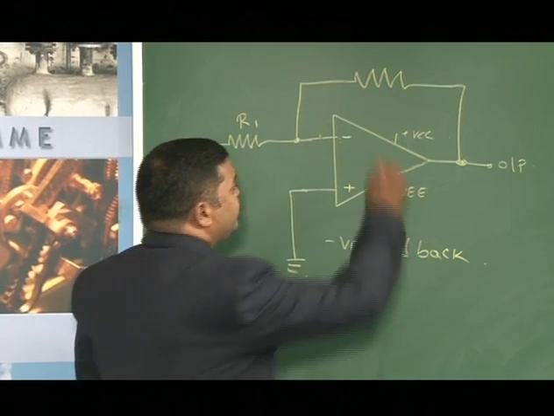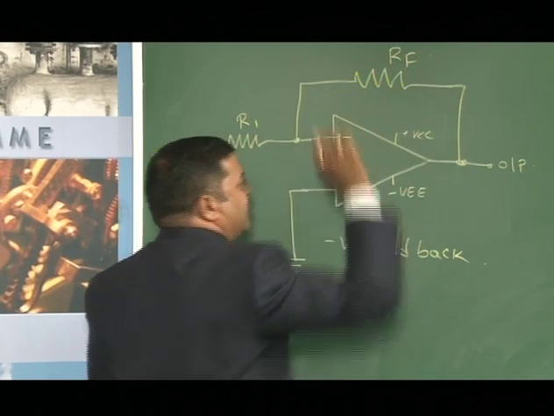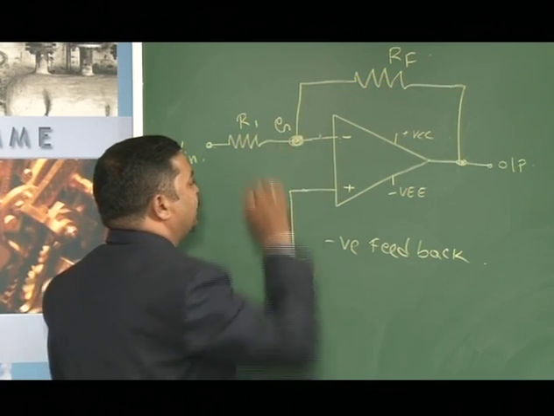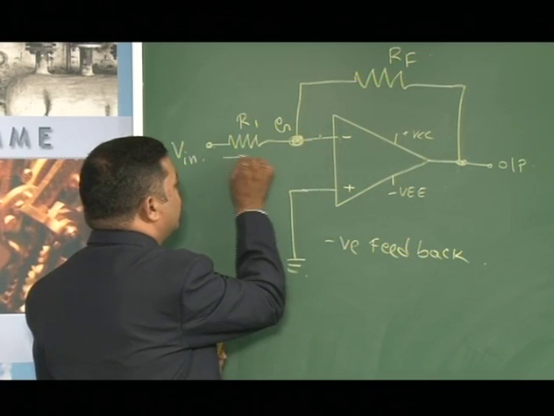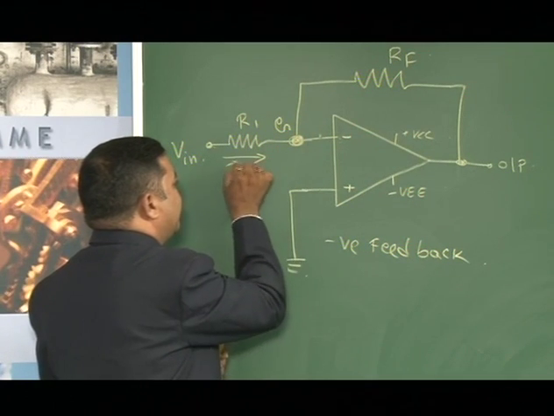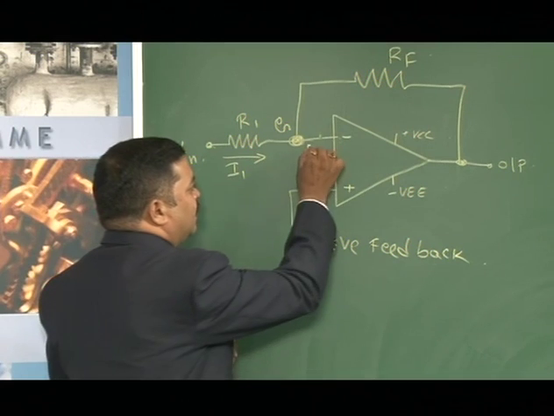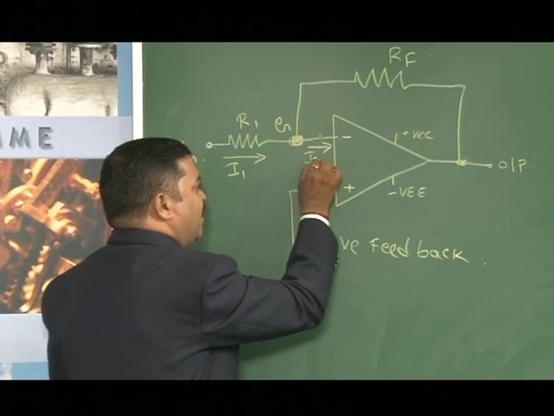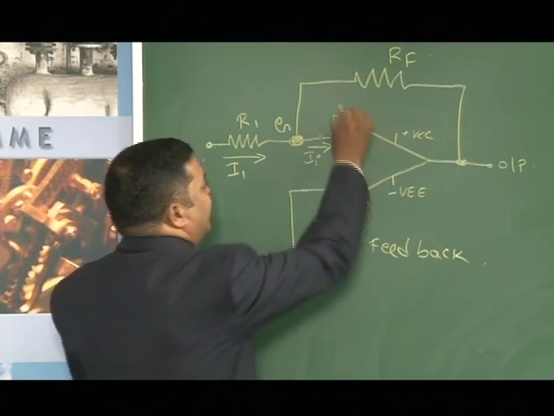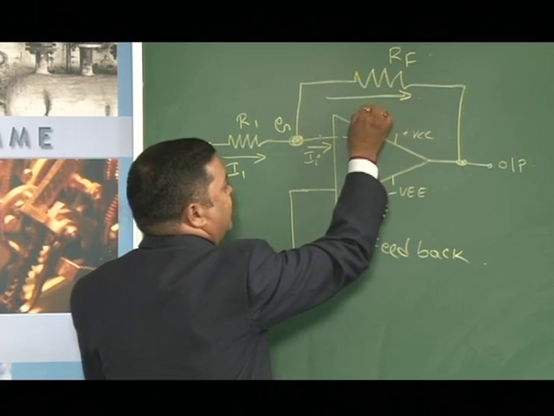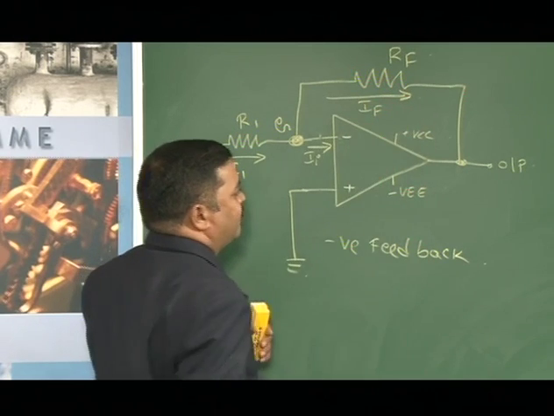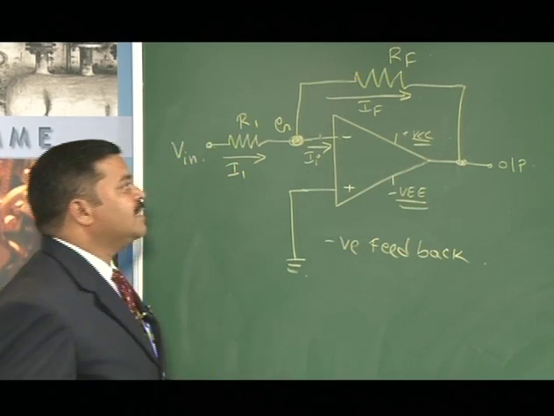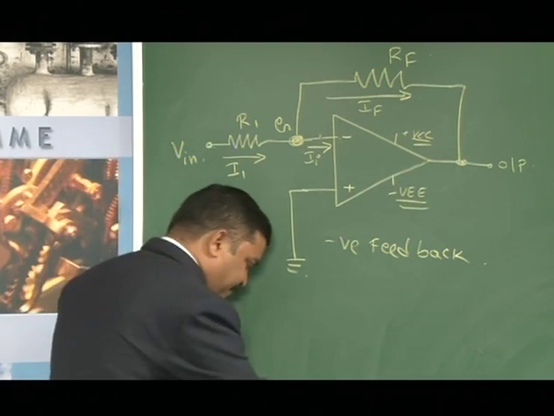Now, this is a feedback element, that is a resistor, and let me call this node as node G. Let me assume some current is flowing through R1, which I will call I1. Some current flows into the negative terminal, let me call that II, and some current flows through the feedback resistor, let me call that IF, and of course plus VCC I have given, minus VEE I have given. This is the complete circuit of the inverting amplifier.